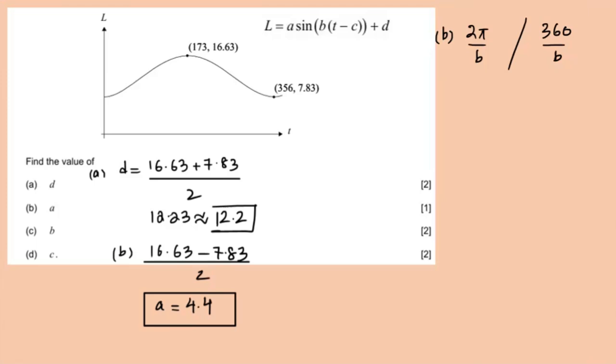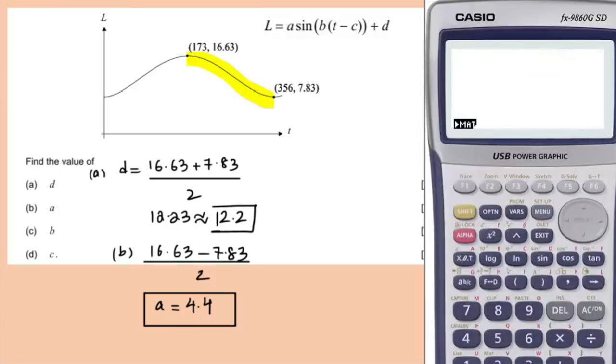Okay. So let's go. I need the period first. How do you get the period? So I know that half of the period is given. So I just find this difference and double it. So let's get the period first. It's going to be 356, subtract 173, and double it, right? So let's go. This is going to be 356, subtract 173, and double it.